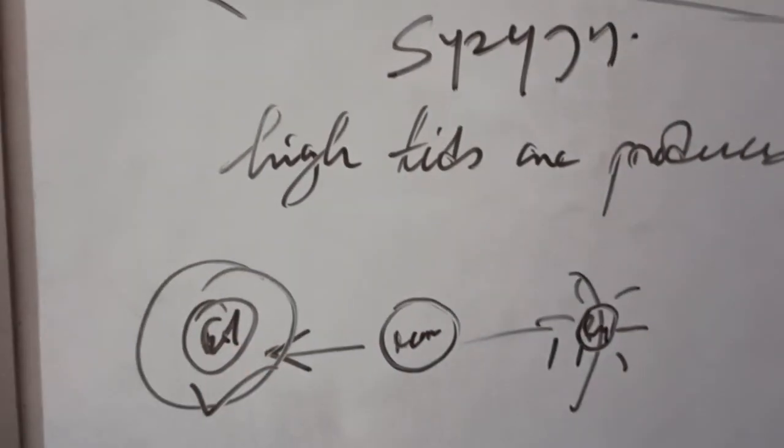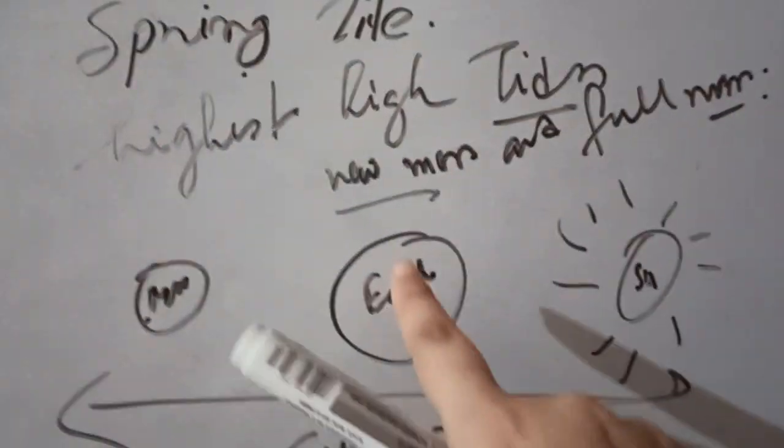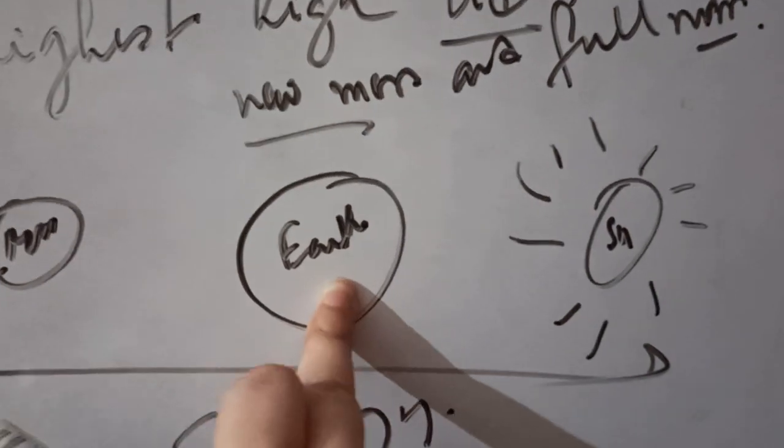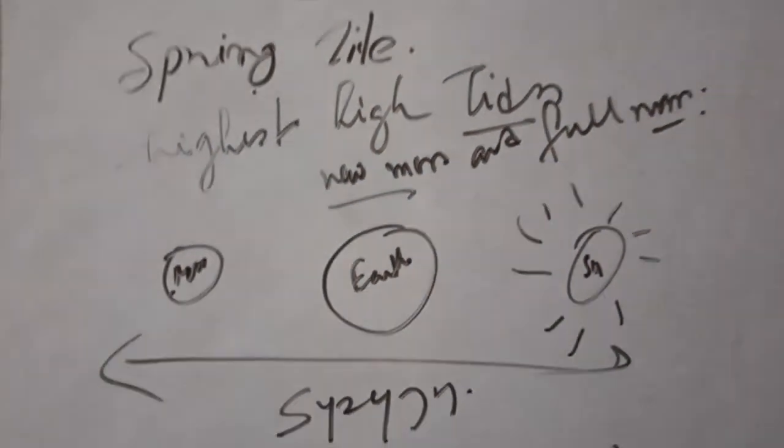As a result high tides occur, and during the time of the full moon, the earth lies in between the sun and the moon, so both gravitational attractions fall on the earth, and as a result the highest high tides occur. So this is the end of this video.